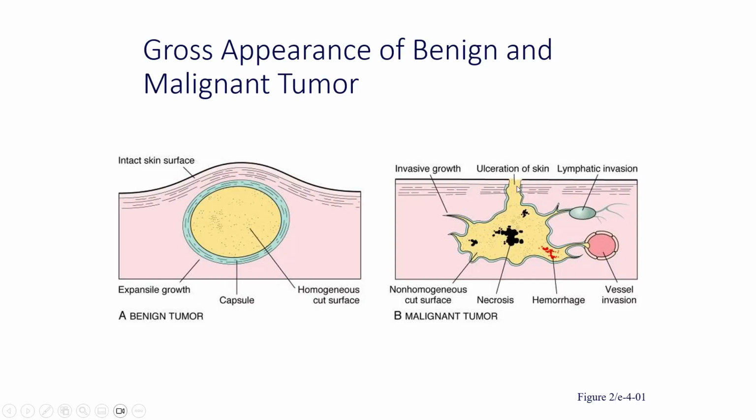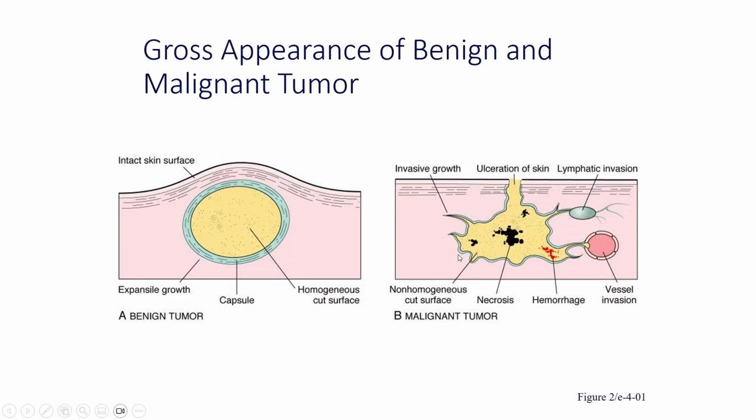When we look at malignant, typically you do have ulceration of the skin, so there's some type of opening, wound, sore, bleeding, or bruising that you see on the surface of the skin above it. Obviously that wouldn't be the case if it was deep in the abdomen, so that wouldn't eventually come up to the surface of the skin.